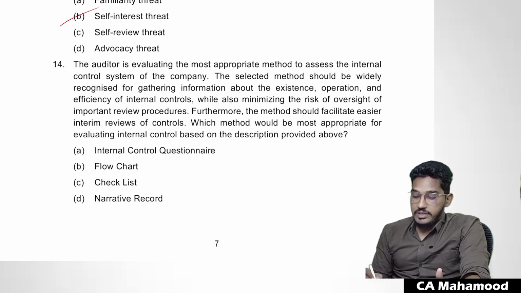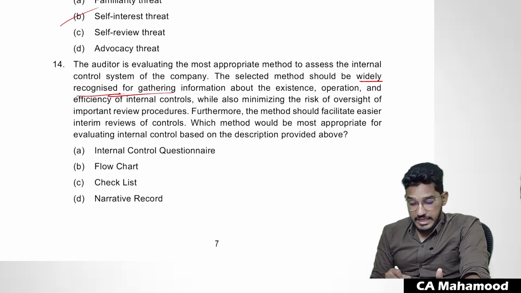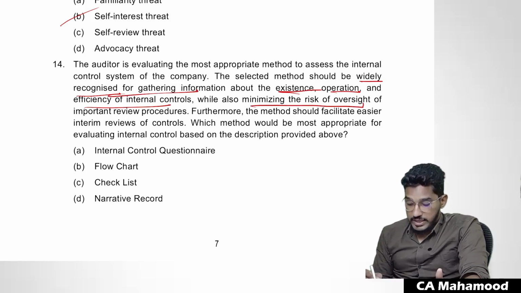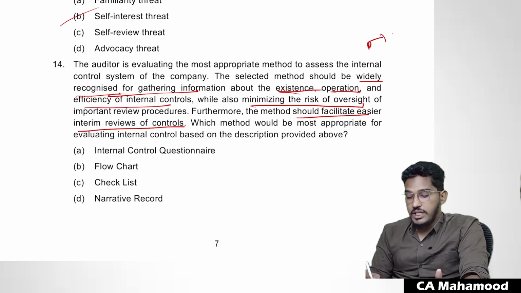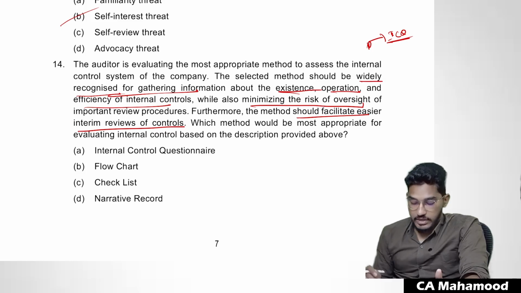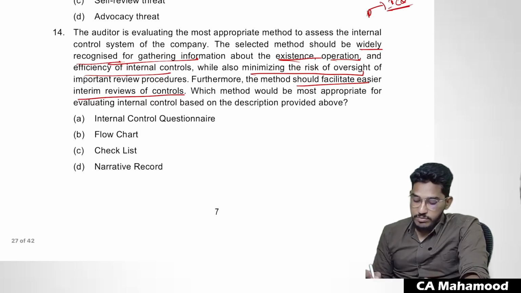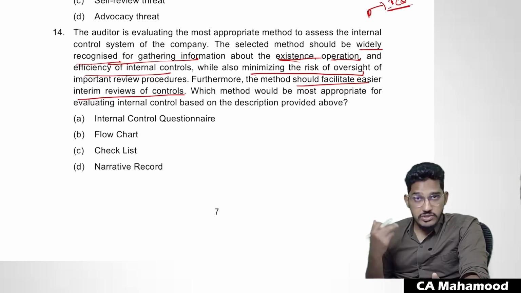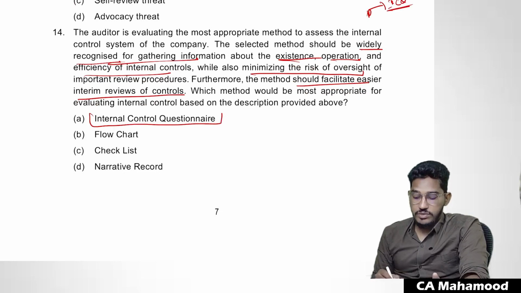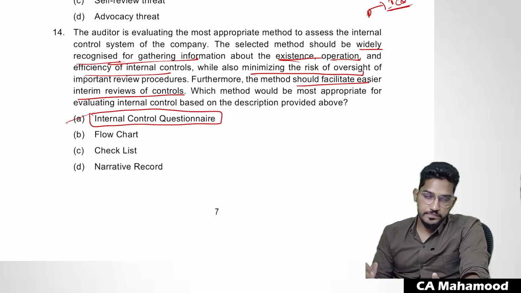Next. The auditor is evaluating the most appropriate method to assess the internal control system of the company. The selected method should be widely recognized for gathering information about existence, operation, and efficiency of internal controls. It should also minimize the risk of oversight. Further, the method should facilitate easier interim review of controls. If there is any method which will fulfill all these things, which method will it be? It will be an internal control questionnaire. So which method will be most appropriate for evaluating internal controls based on the above description? Internal control questionnaire will be the best method here.